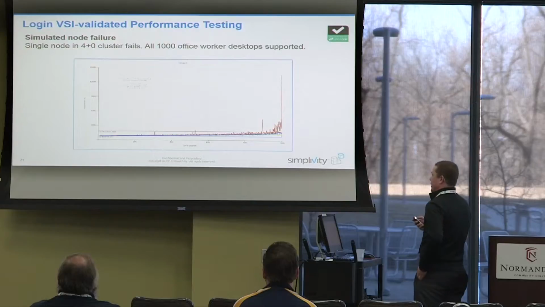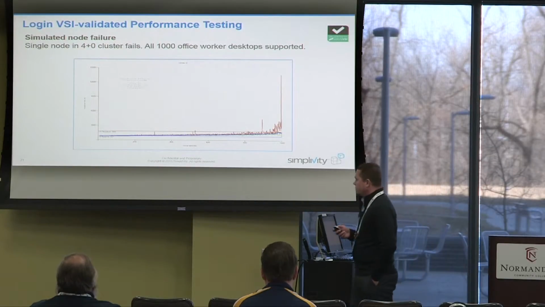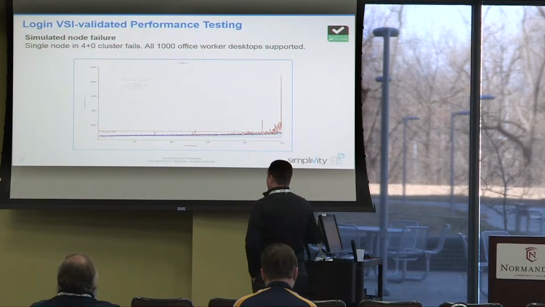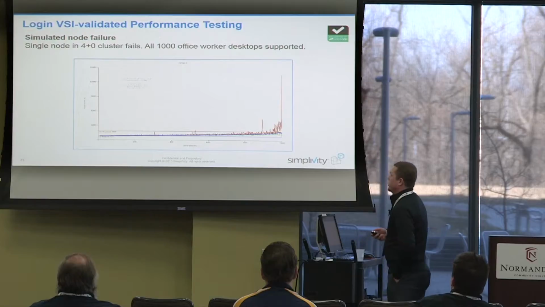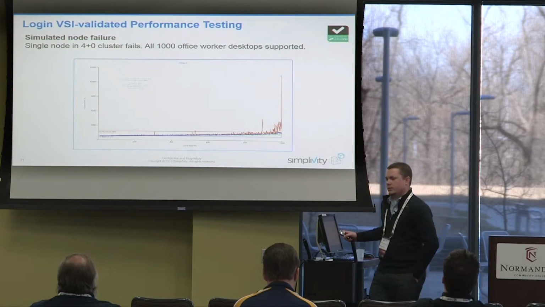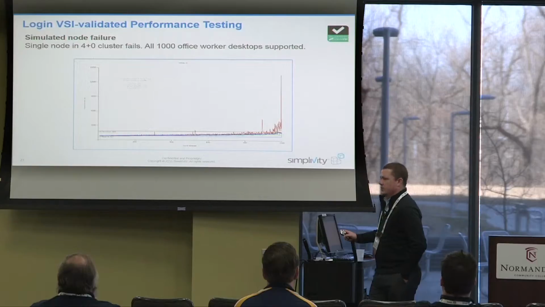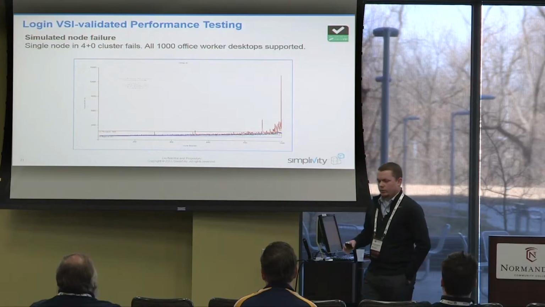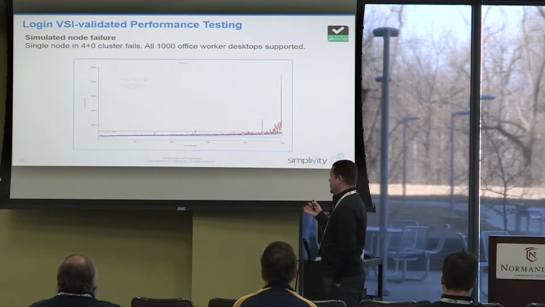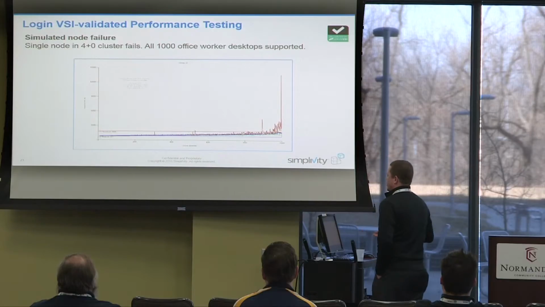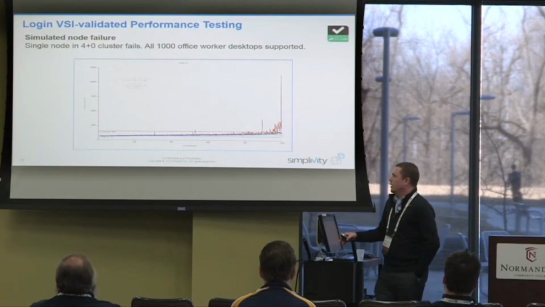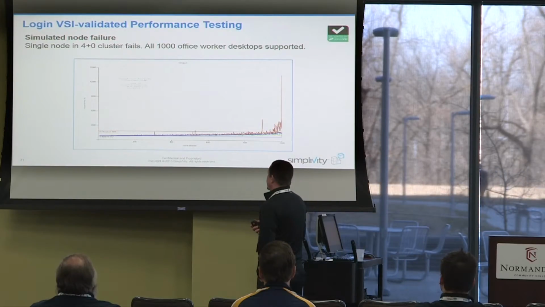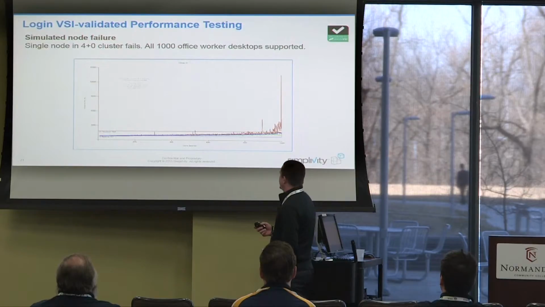So I mentioned Login VSI. I have another Login VSI chart here. The testing that we were doing here was on a 4+0 cluster. So this is 4 nodes in a vSphere cluster with 1,000 desktops running on it. This is an office worker desktop, 1 vCPU, 2 gigs of RAM, kind of a medium-level workload. We were initially running 250 desktops per box, and then we failed one of them completely. We failed the storage and failed the compute, and then ran this Login VSI test with over 300 desktops per machine.